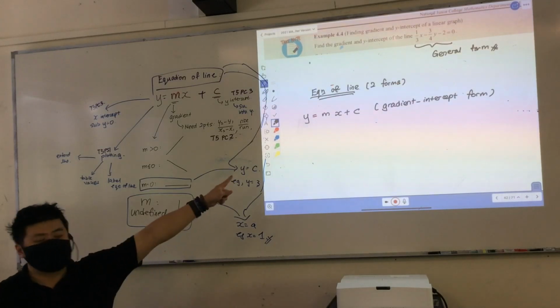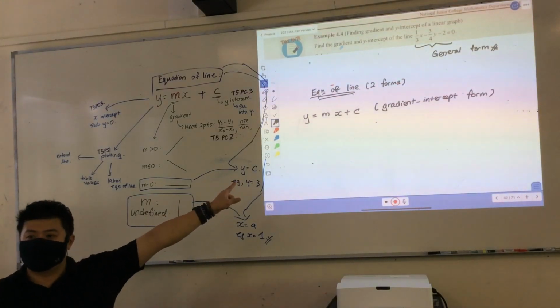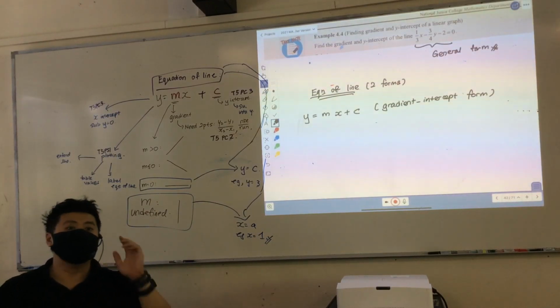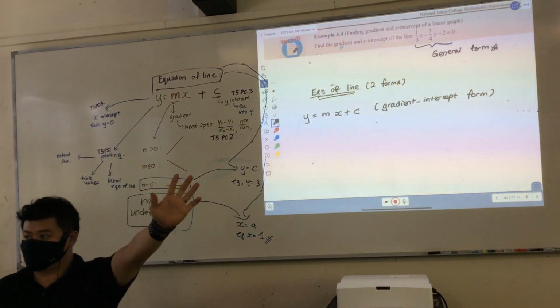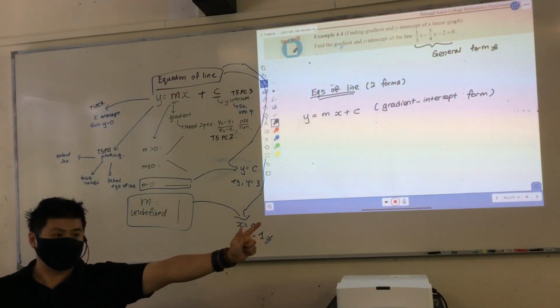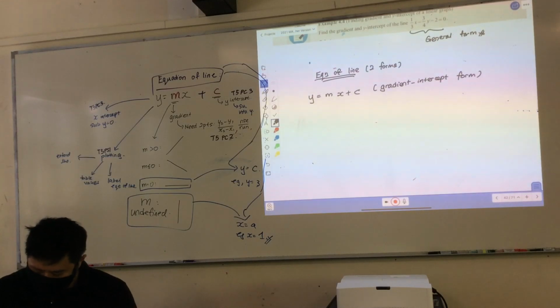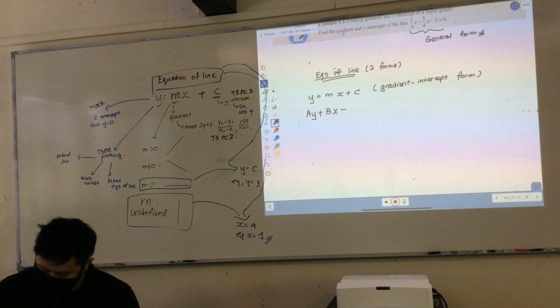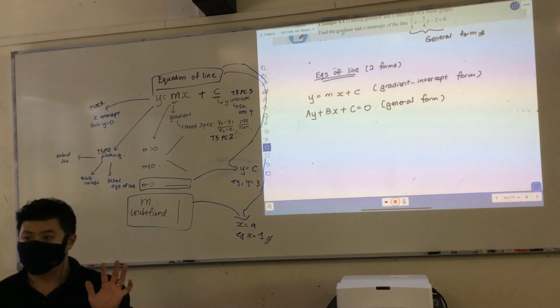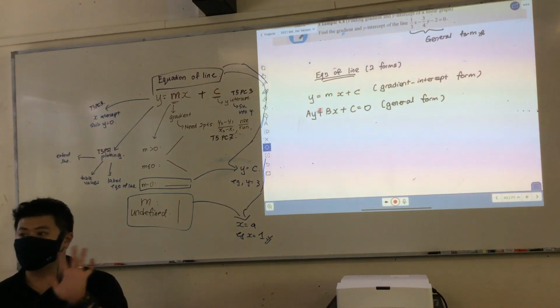This is always the best friend because in this position we can tell the gradient and we can tell the y-intercept. Most of the business that you do with linear lines always uses the gradient and y-intercept. Sometimes you may get it in the form ay plus bx plus c equals 0. This is what we call the general form. But in the general form, you can't really tell the gradient or intercept. Agree?